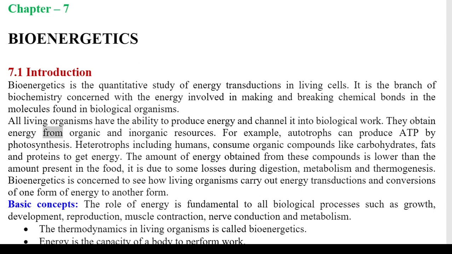They obtain energy from organic and inorganic resources. For example, autotrophs can produce ATP by photosynthesis. Heterotrophs, including humans, consume organic compounds like carbohydrates, fats, and proteins to get energy. The amount of energy obtained from these compounds is lower than the amount present in the food. It is due to some losses during digestion, metabolism, and thermogenesis.